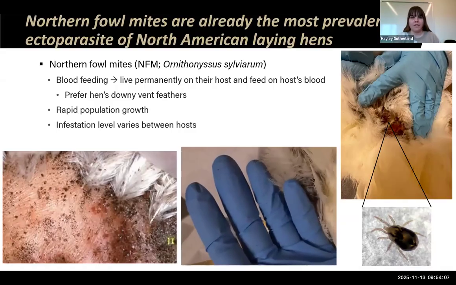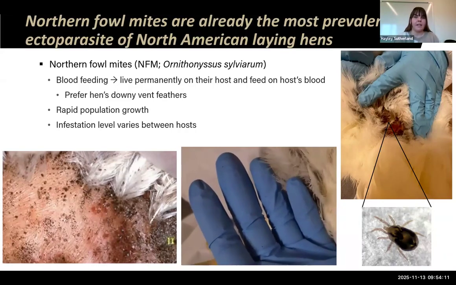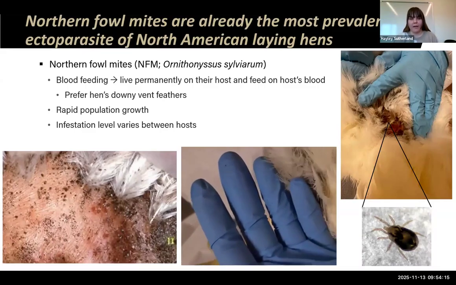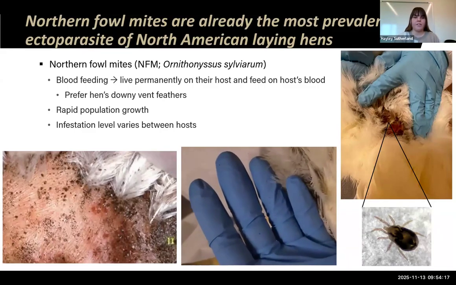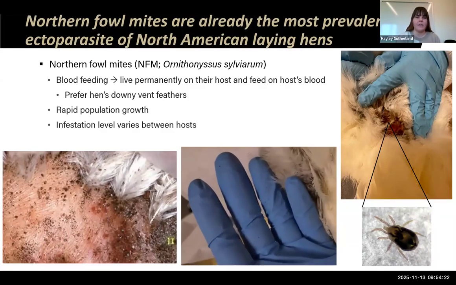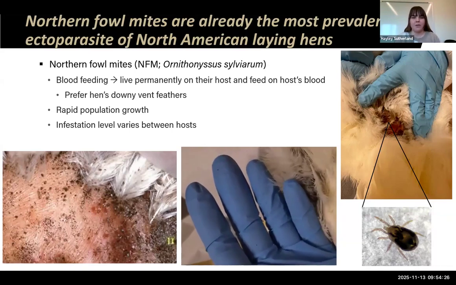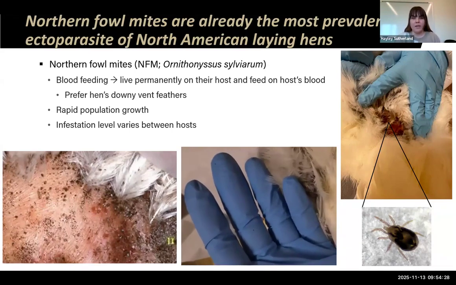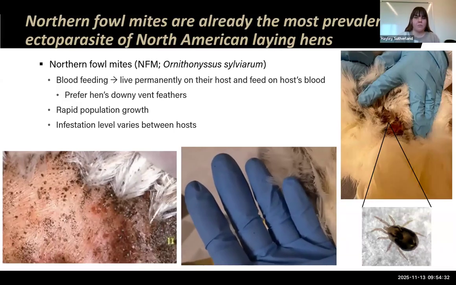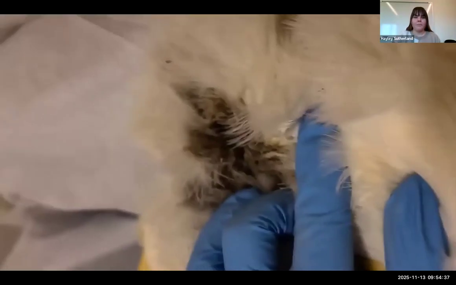They have a really rapid population growth because they're haplodiploid, so a single female mite is able to kickstart an entire infestation on her own, which is really, really problematic. In addition to that, our infestation level is highly variable. It's heterogeneous. You can have 2 laying hens in the same environment, give them the same number of mites to start, come back in a couple weeks to count, and they will have widely different numbers of mites. And so this is what makes it really difficult to treat and control these mites.